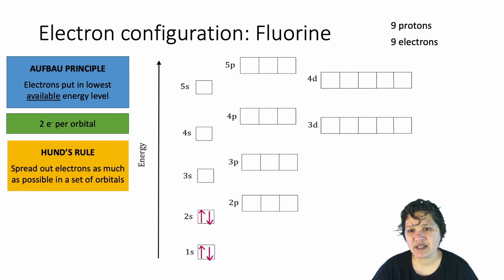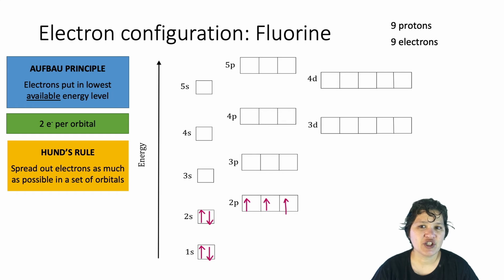So now 1s and 2s are full, and so the lowest available energy level for our 5 remaining electrons is going to be 2p. And this is where we start using Hund's rule because this is the lowest energy level at which we have degenerate orbitals. As you can see, we have 3 orbitals at the 2p level, and all of them have the same exact energy. So we're going to fill them up first by putting 1 electron in each.